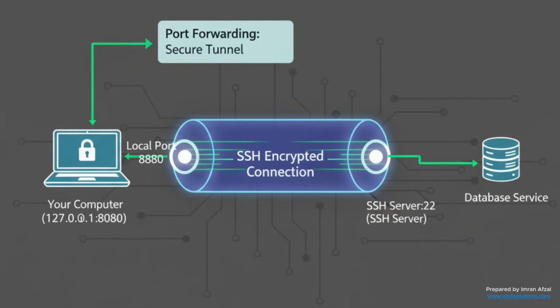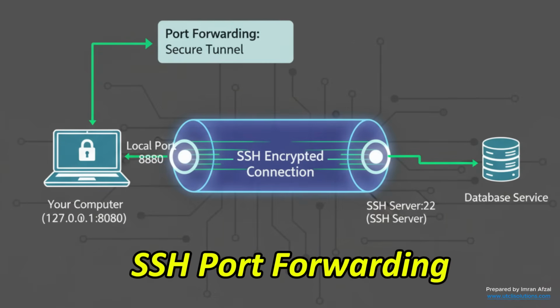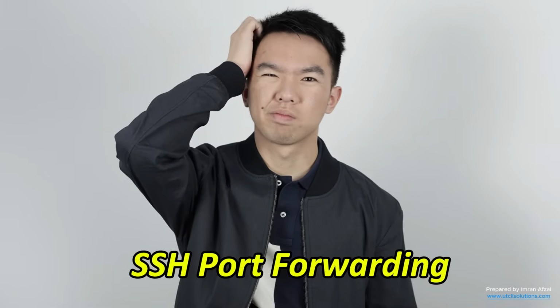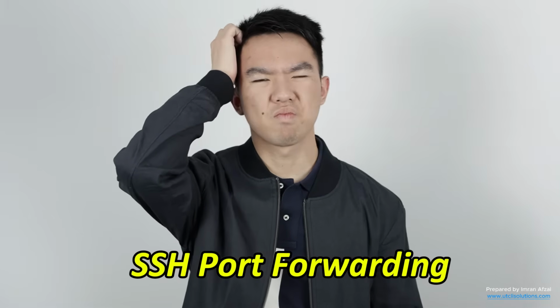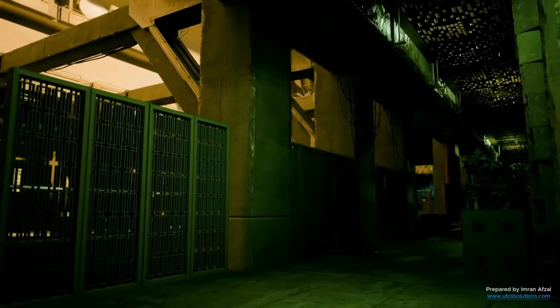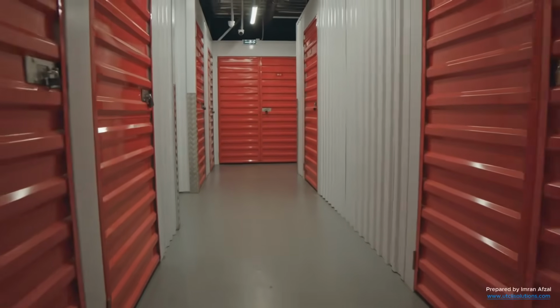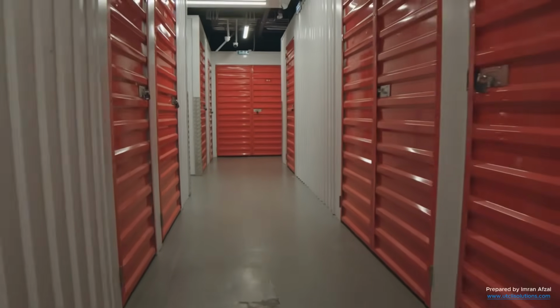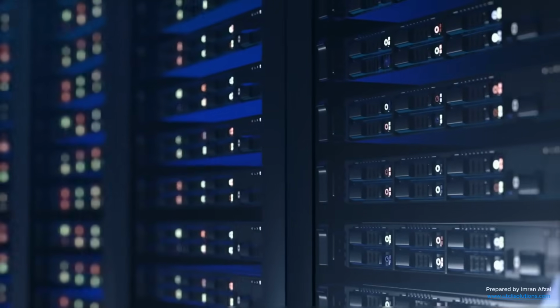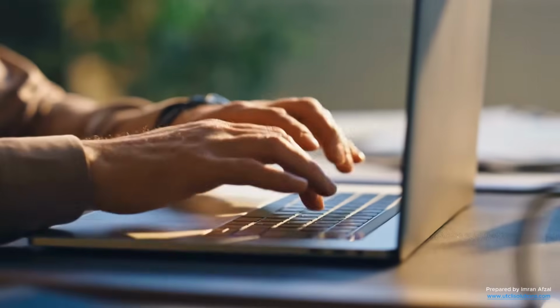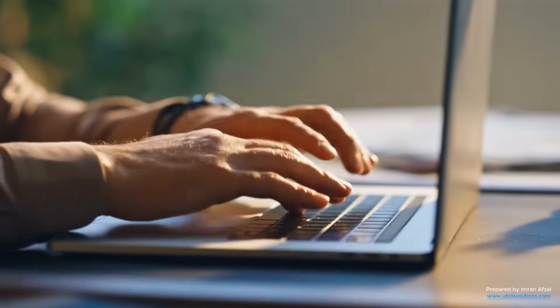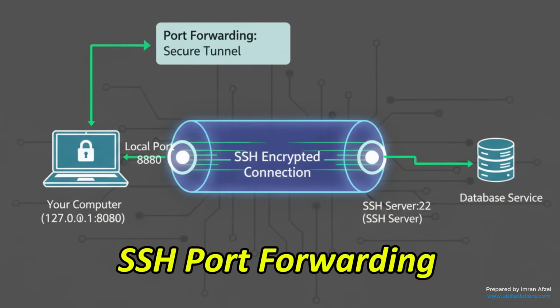SSH also helps with something called port forwarding. That might sound confusing, but here's a simple way to think about it. Imagine you have a locked door behind another locked door. SSH lets you reach that second door safely, even if you're far away. For example, if you have a private database or control panel on a remote server, you can use SSH port forwarding to access it securely from your own computer.